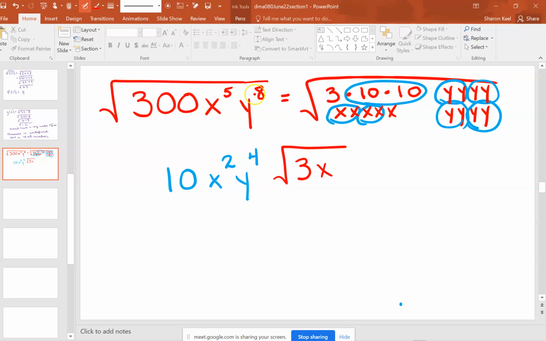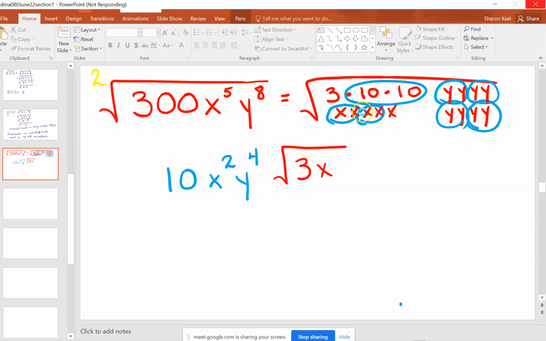So if I took this and I needed to simplify it, it would be 10x squared y to the 4th square root 3x. Now, normally you're not going to want to write out all these variables. So what we would do is, the understood index is a 2. 2 goes into 5 twice. 2 times 2 is 4. 1, 2, 3, 4. There's 1x left. That stays under the radical.